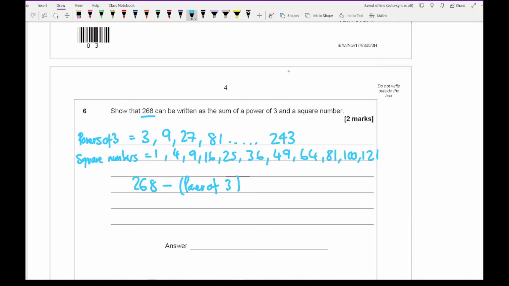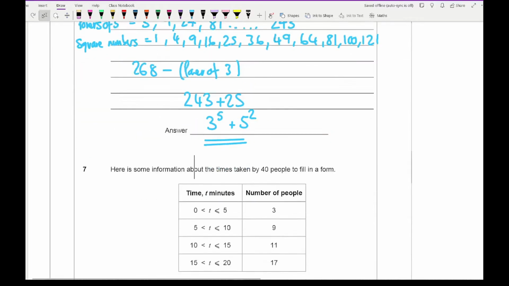Now the correct answer you should have is 243 plus 25. And writing that as powers, we've got 3 to the power of 5 plus 5 to the power of 2, or 5 squared. Now you can write your answer either as a power of 3 and a square number, or you can write it as 243 plus 25, and that should give you the second mark.